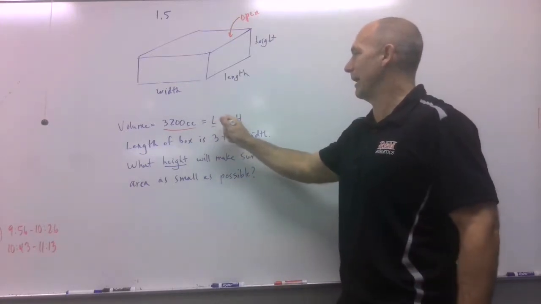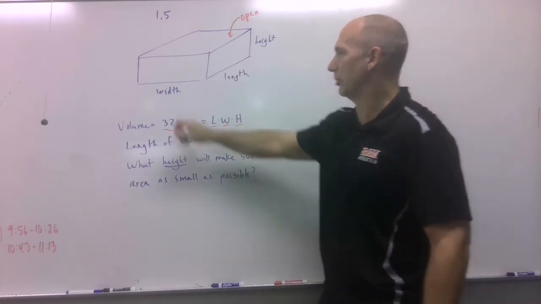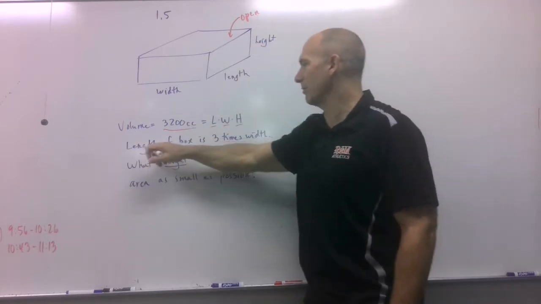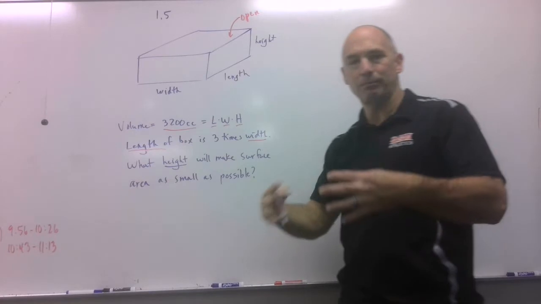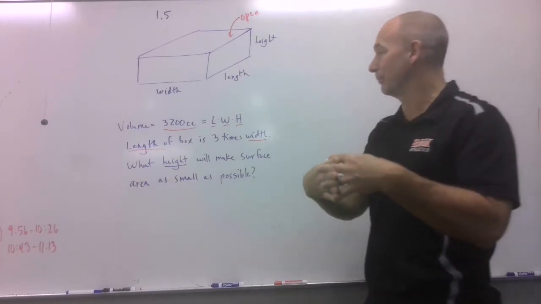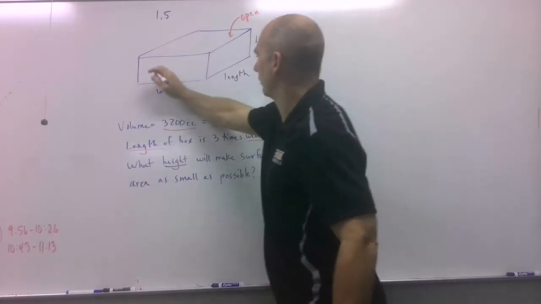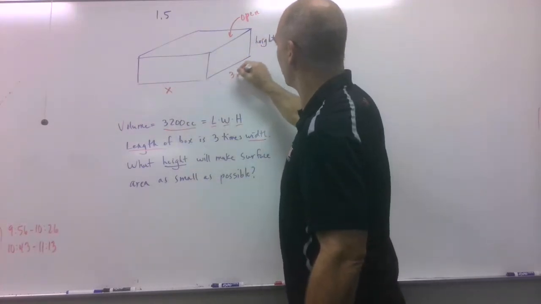Remember, the volume is length times width times height. Then they give us some information. You can see I've labeled this width, length, height. The length of the box is 3 times the width. So we've got the length and the width being connected mathematically. You guys have been there, done that. So I'm going to call the width x. And I know that the length is 3 times that.